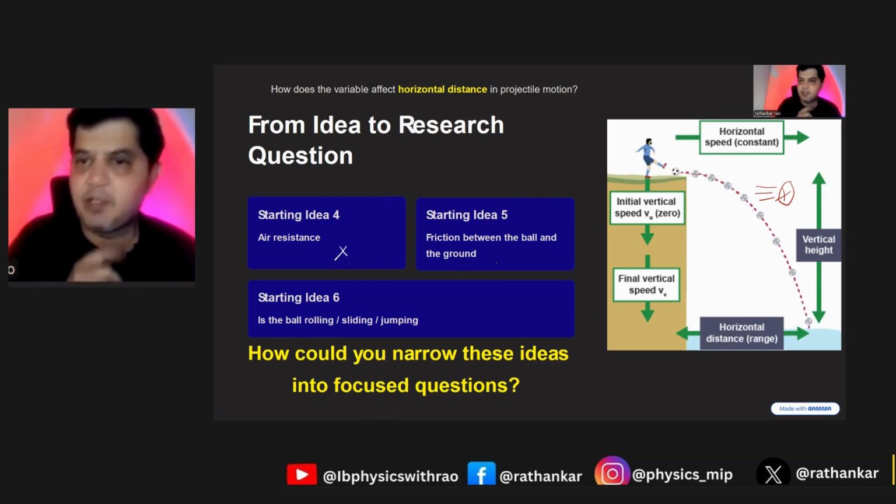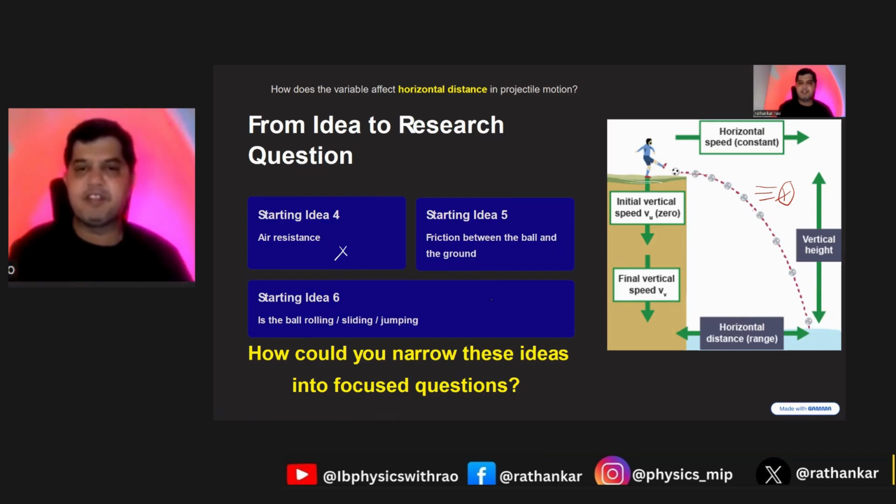Friction between the ball and the ground. What do you mean by friction? Friction is only about your coefficient of friction, which is mu. So how do you change it? You can say initially I'll put grass, then I will put a carpet, then I'll put metal, then I'll put wood, and so on. But are these measurable ones? These are not measurable ones. So do not use friction also.